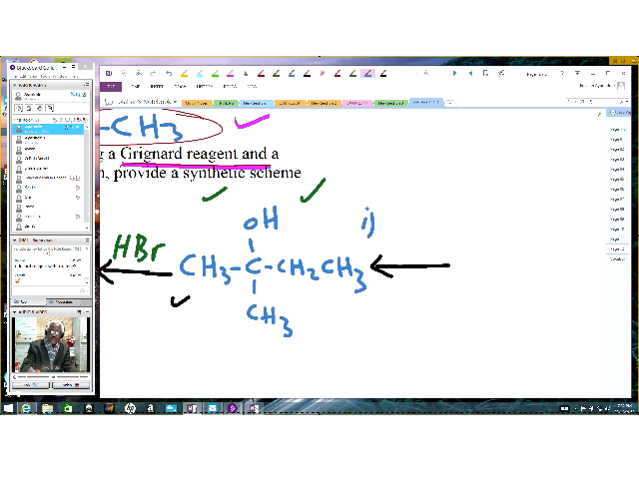Step 1. And then step 2, we follow that always with hydronium ion. And then our Grignard, let me use a black pen here for the Grignard. Our Grignard will be this.